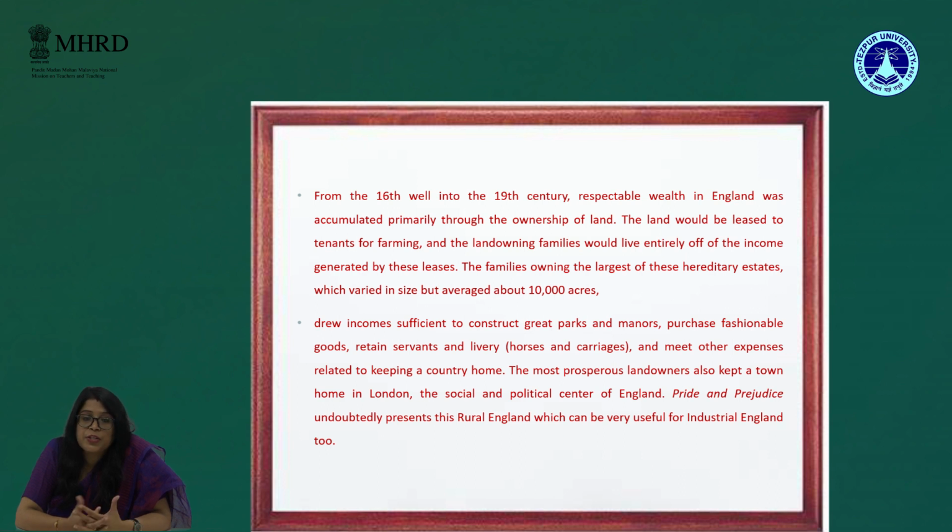These people could purchase fashionable goods. They had servants, lots of servants. Then liveries, carriages and other vehicles. And they could meet all the other expenses related to keeping a country home. The most prosperous landowners also kept a town home in London. That, as we see in the case of Mr. Darcy and Mr. Bingley. Both of them are coming from London.